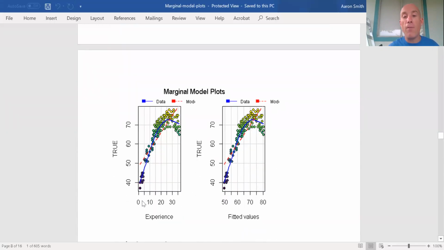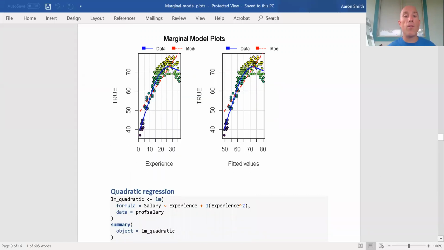All right, so here we have fitted values and we have one predictor variable, so it creates two plots for me. And these really are the same plots, it's just that the x-axis is along different scales. But we can see that the red and the blue are not tied to each other. So this is how I use a marginal model plot to say, hey, I don't have a good model. The straight line and the smooth curve are not adhering to each other.